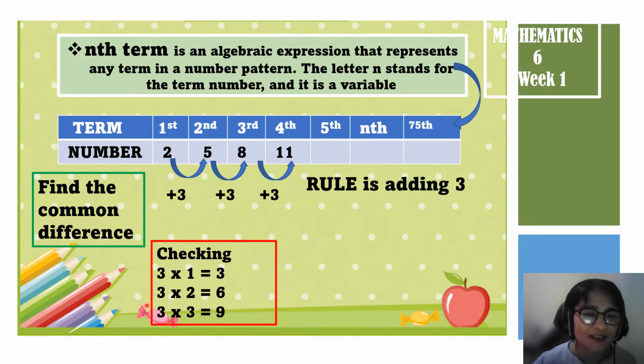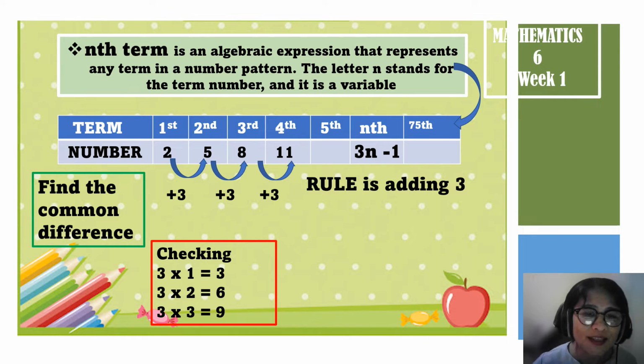Then, punta tayo sa second term. 3 times 2 is equals to 6. Tama ba yung sagot natin? Mali pa rin kasi 5 lang siya. How about term number 3? So, 3 times 3 is equals to 9. Hindi pa rin siya tama. Anong gagawin natin para ang sagot instead of 3 magiging 2? May idea ka ba? Tama. Magma-minus tayo. Kaya ang formula na gagamitin natin ay hindi lang 3n, kung hindi, 3n minus 1.